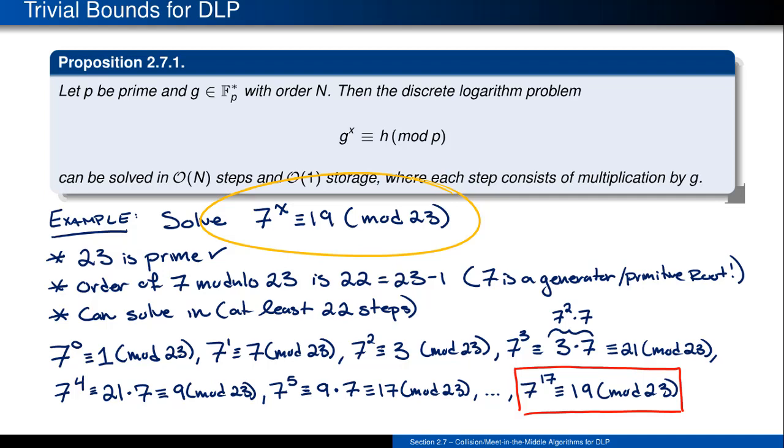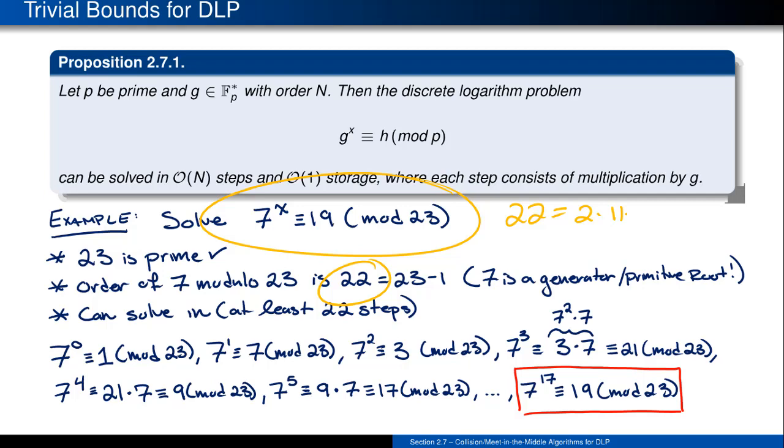The idea is that 22 is 23 minus 1. If you look at this number 22, you can see all of the possible orders that 7 could have had. The order of this number has to divide 22. 22 factors pretty easily as 2 times 11. So the only 4 possible orders that 7 could have had are the numbers 1, 2, 11, or 22.